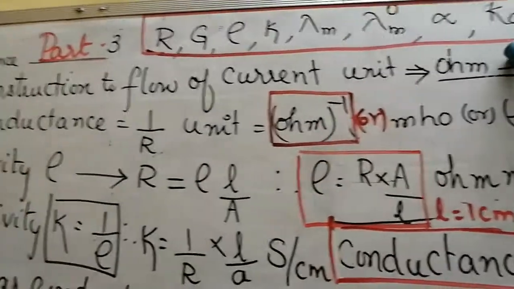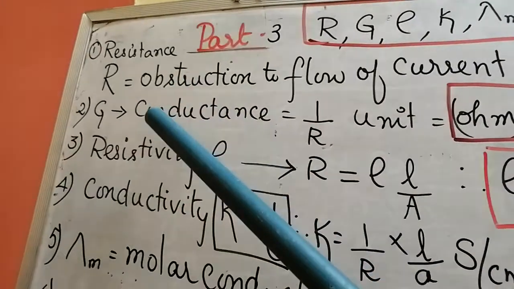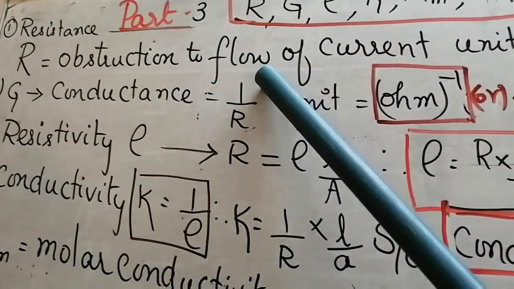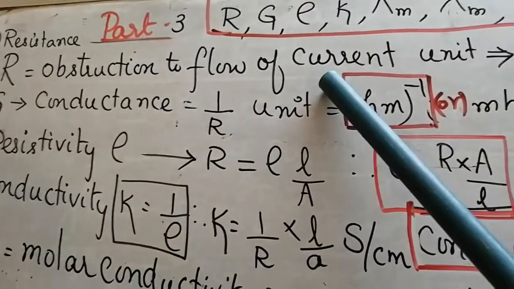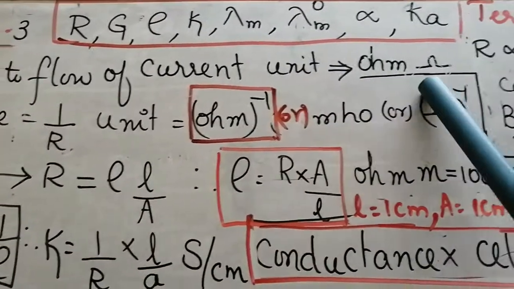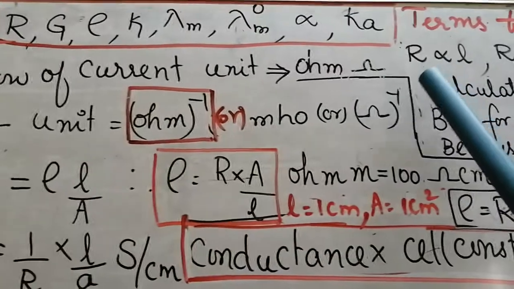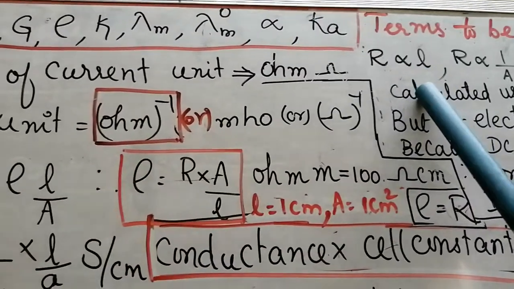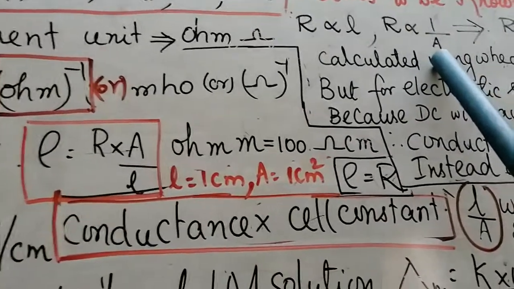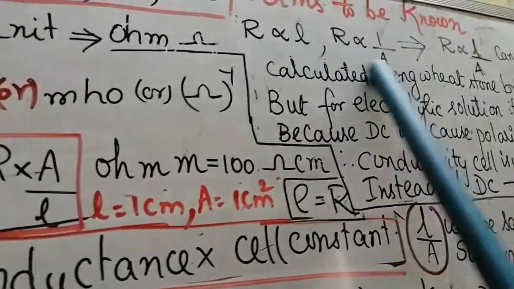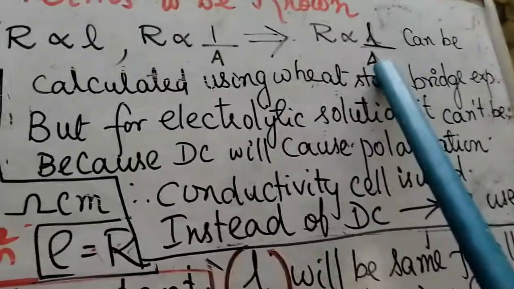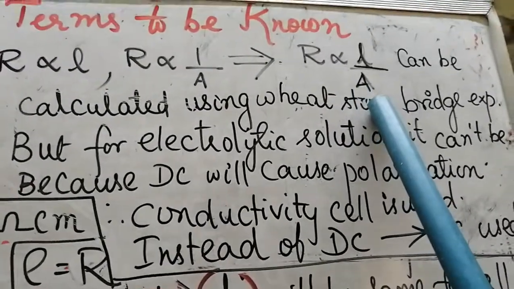Let us go to the first term, resistance. What is resistance? It is an obstruction to the flow of current. When current flows, some obstruction will be there. That is measured in unit ohm. This is the symbol for ohm. This resistance is directly proportional to the length of the wire and inversely proportional to the area of cross section. So putting these two things together, we can write R is directly proportional to L, inversely proportional to A.